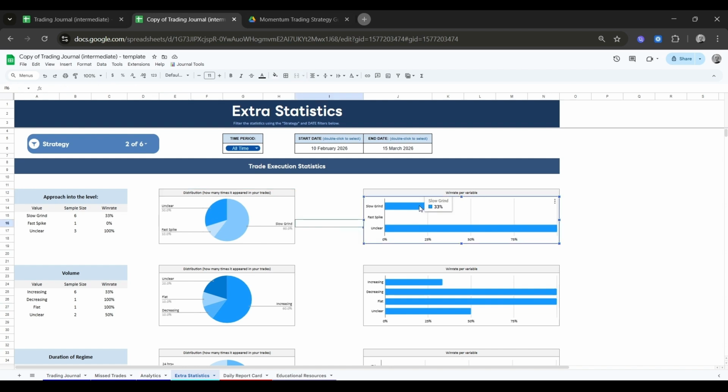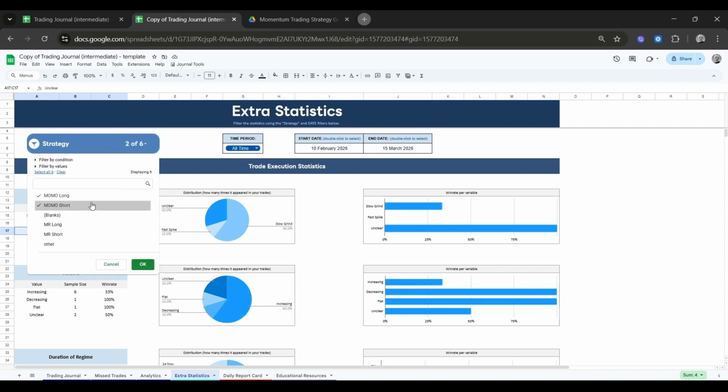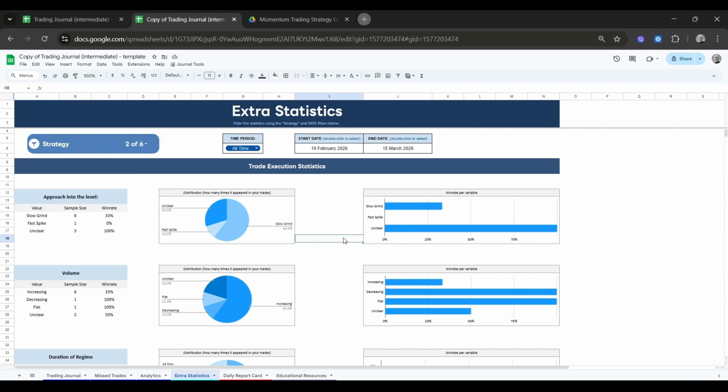And then the bar chart or the column chart on the right, this shows you the win rate per variable. So the one with the highest win rate right now is unclear. Whenever it's unclear, it has a 100% win rate. Bang. When it has a fast spike, the win rate is 0, and it's very easy to see. So immediately, just with a glance of your eye, you can instantly tell that unclear, or the third variable, is the highest performing variable for this specific group of strategies. So it helps to emphasize that you should probably trade more when this variable is present, and you should probably trade less when this variable is present.